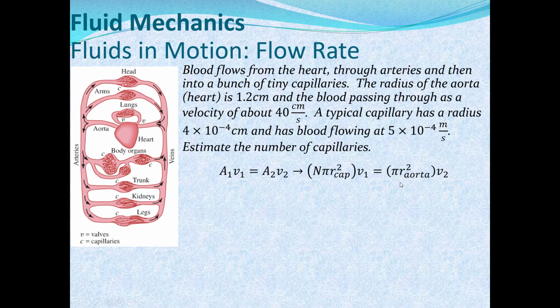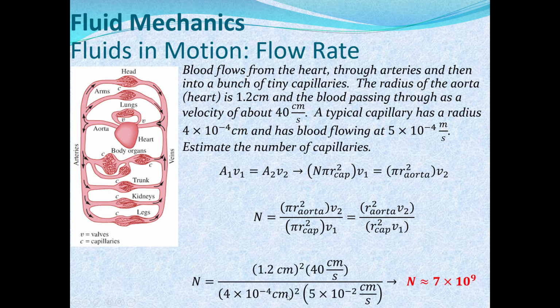But over here, we're going to have the same thing. This will be the cross-sectional area of the capillaries. Now, the one important thing is that the blood isn't going through just one capillary. It's going through multiple capillaries, and we're actually trying to figure out what that number is. So it's going to be N times the area of one capillary. If we move these terms over to the other side, the pi's drop out, so it simplifies to r squared v for the aorta over r squared v for the capillary.